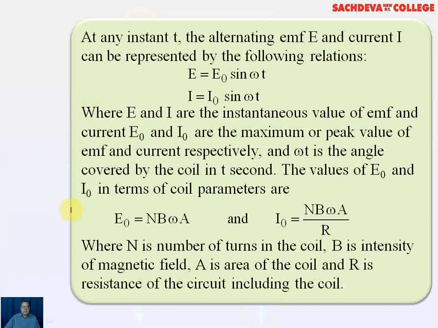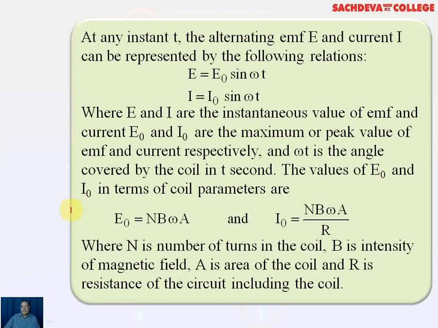Similarly, I is the instantaneous current, and I naught is the peak value of current. If we want to relate I and I naught, we find I naught will be root 2 times I. But suppose we are interested in finding simply E, then it becomes E naught over root 2. E naught over root 2 can be further simplified by multiplying and dividing by root 2, and we will get a different numerical value. E and I are the instantaneous values of EMF and current. E naught and I naught are the maximum or peak values of EMF and current respectively.